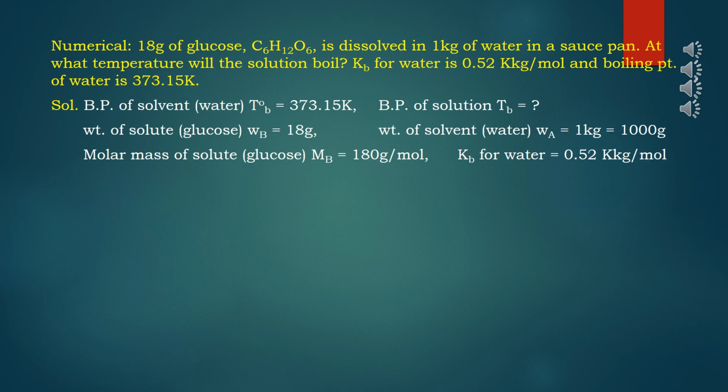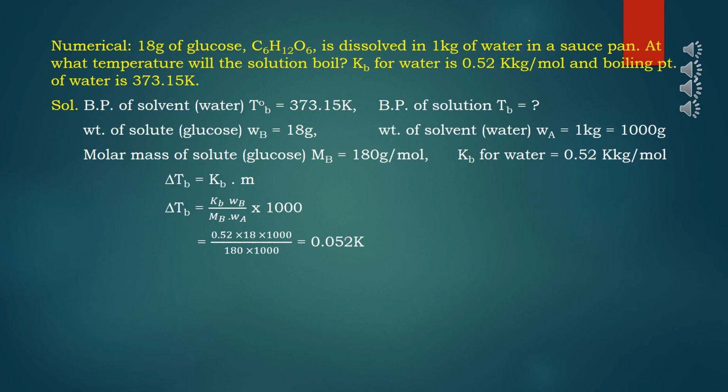So by applying the formula of elevation in boiling point as delta Tb is equal to Kb into m, where m is the molality of the solution, so we can write delta Tb is equal to Kb into Wb upon Mb into Wa, multiplied by 1000. So by putting the respective values, that is Kb is 0.52 into Wb is 18 into 1000 divided by Mb is 180 into Wa, that is the weight of solvent, that is 1000 gram. So it comes out to be 0.052 Kelvin.